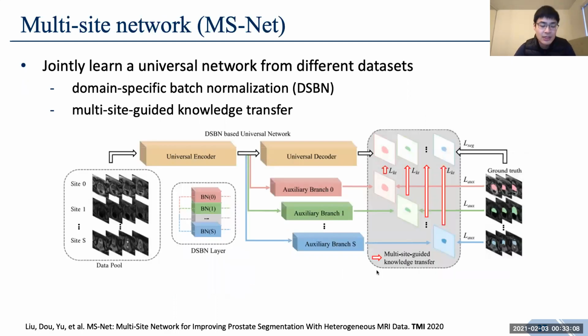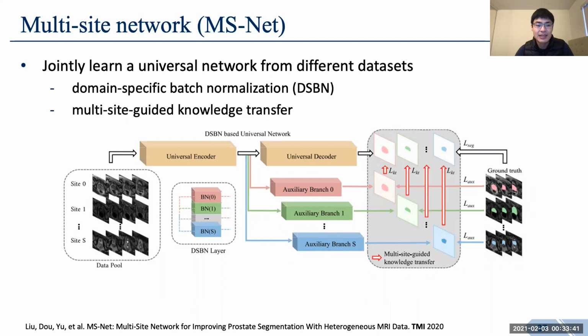Therefore, in our recent work, we propose a multi-set network to jointly learn a universal network from different datasets. As shown in this figure, we have S different datasets in the training data pool, and we want to train a universal network to segment the images from these different sets. To do that, we propose a multi-set network. We call this network MultiSet.